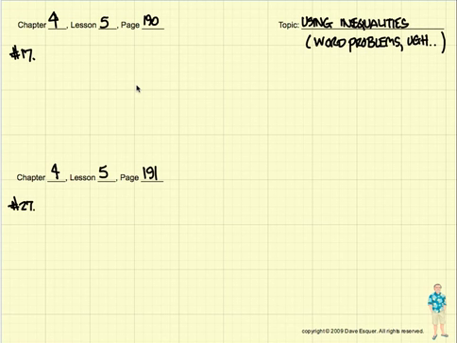Chapter 4, Lesson 5, page 190, page 191. We're going to be using some inequalities in word problems. Not our favorite things, but let's just go slow again with the word problems, and I bet we can figure out what we need to do. Let's read the problems first.